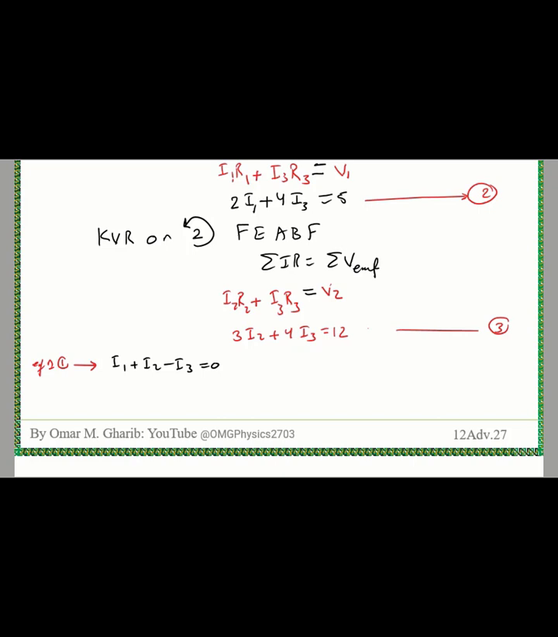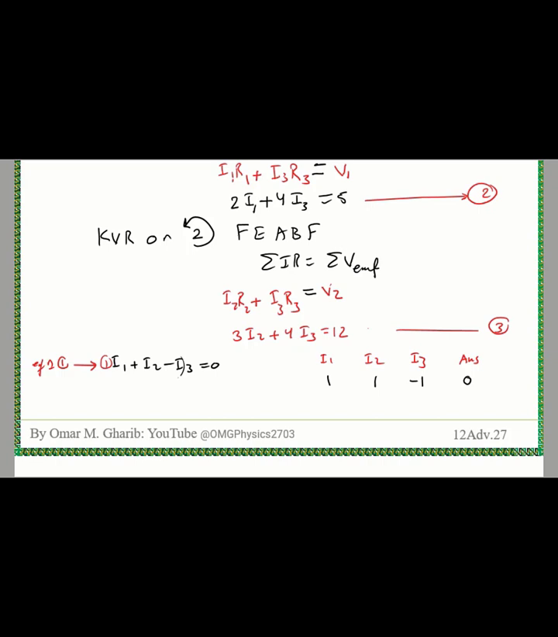What are the coefficients of these? If you put here I1, I2, I3, and the answer of the equation is here. The coefficient of I1 here, it is 1. So put 1. Here the coefficient of I2, it is also 1. And the coefficient of I3, it is minus 1. And the answer is 0. This is from the first equation. These are the factors from the first equation.